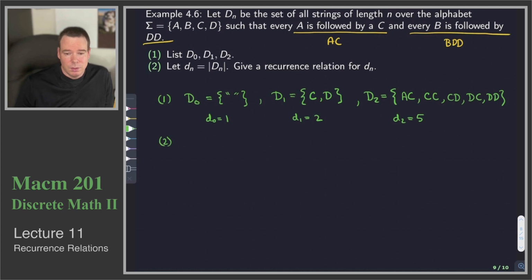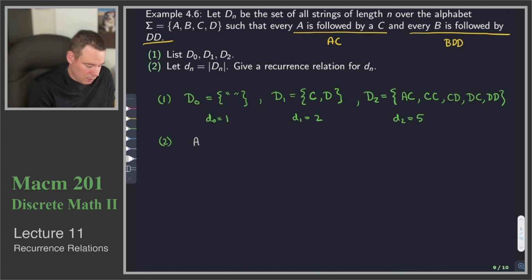So now we've got these first three terms of our sequence. We're interested in finding a recurrence relation for D sub n. Now you can kind of think of how I started to build this. I was thinking about what does it start with and how to go from there. So can it start with an A? Can it start with a B? Can it start with a C? So that's what we're going to do. We're going to think about these different cases.